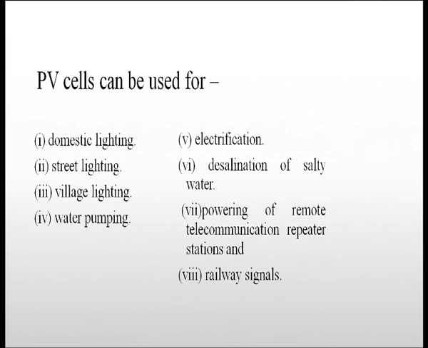We will now discuss the uses of photovoltaic cells. Photovoltaic cells can be used for domestic lighting, street lighting, village lighting, water pumping, electrification, desalination of salty water, powering of remote telecommunication repeater stations and railway signals.